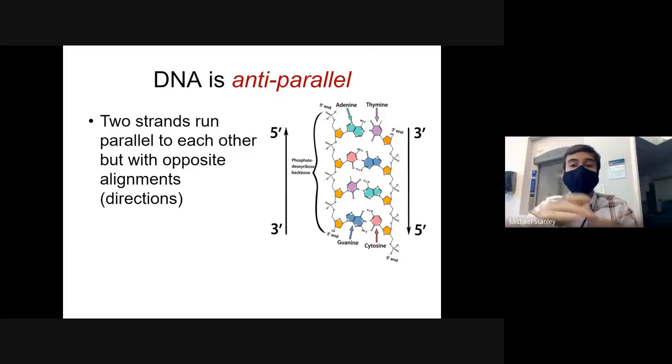All right, so that is our DNA strands. We have a 3' side, we have a 5' side, and each strand is facing in the opposite direction.